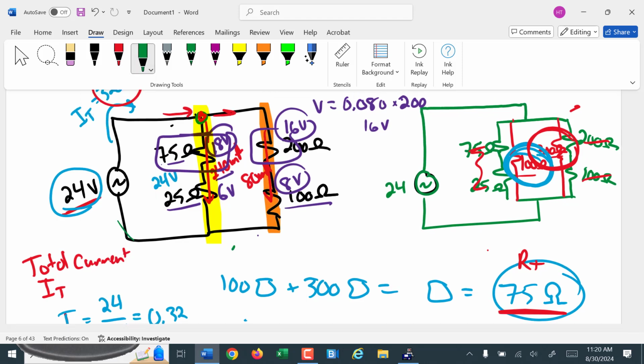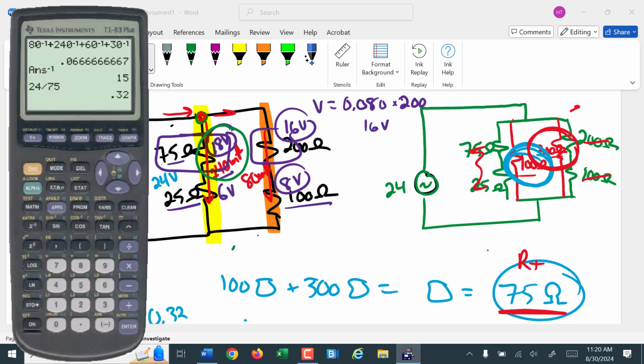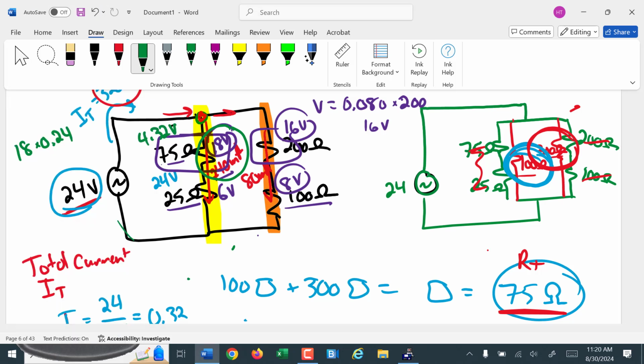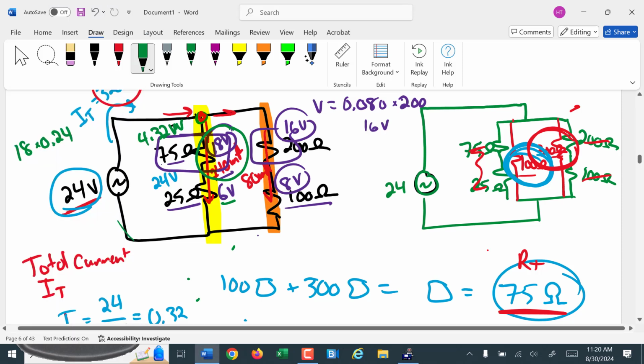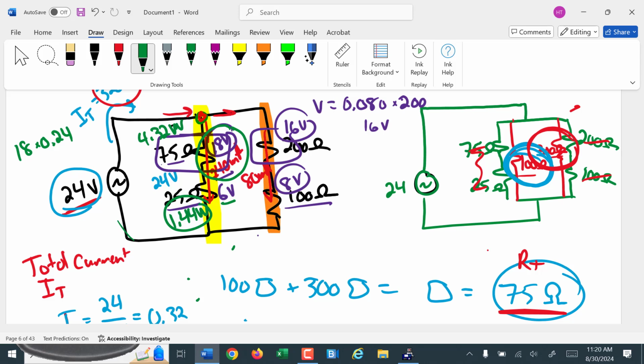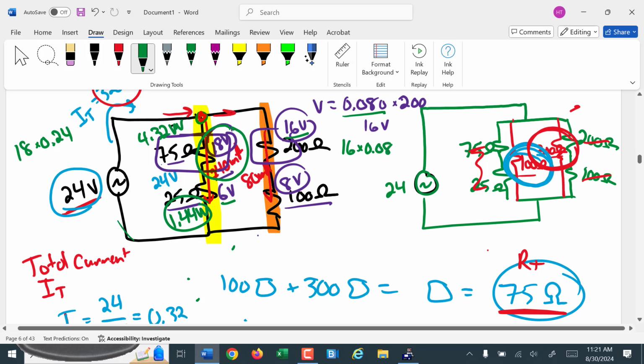Power consumed. Power is voltage times current. So for this one, I'm running out of colors here. 18 volts times 240 milliamps. That's 18 times 0.24. Gives us 4.32 watts there. This is 6 volts times 0.24 is going to give us 1.44, I believe. Yeah, 1.44 watts here.